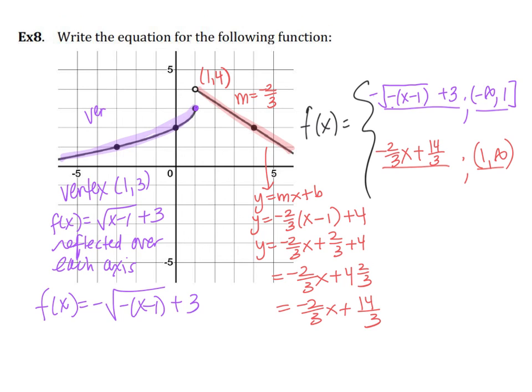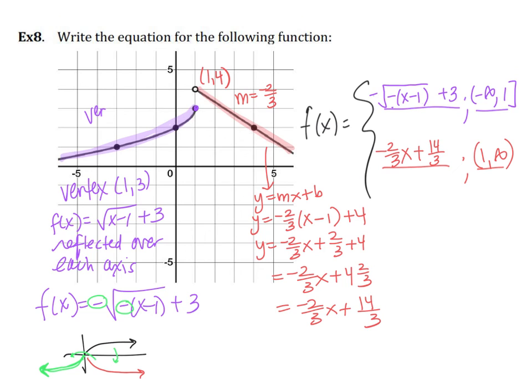The purple part is a square root function, but it's been reflected twice. So typically your square root function looks like this, right? And then if we reflect it over the x-axis, it's going to look like this. And then if we reflect it over the y-axis after that, right? So reflection over x, reflection over y. So that is how I get my green portion. So I had to reflect it over the x and then reflect it over the y.